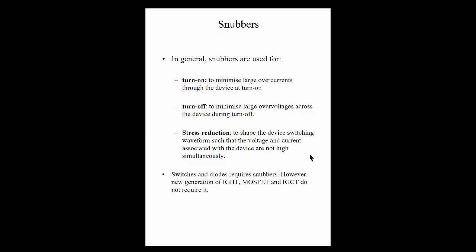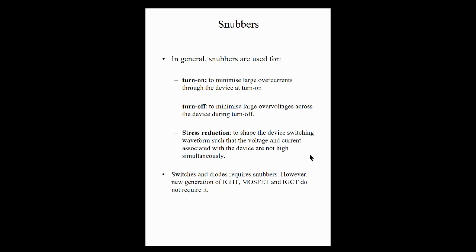Also, there's what we call stress reduction, basically shaping the waveform that we observe for the voltage and the current, ensuring that we don't have them spiking at the same time, right? So that's what we refer to as stress reduction.